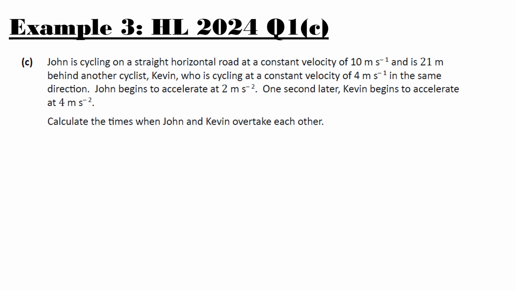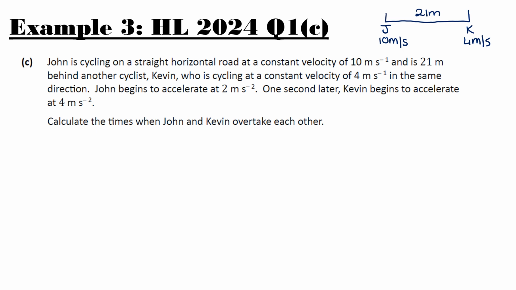So John is cycling on a straight horizontal road at constant velocity 10 meters per second and is 21 meters behind another cyclist, Kevin. So as soon as I see that, I'm going to just draw myself a little diagram here so we can remember that. So John is at 10 meters per second and he is 21 meters behind another cyclist, Kevin, who is cycling at a constant speed of 4 meters per second. So this is the situation. They're going in the same direction.